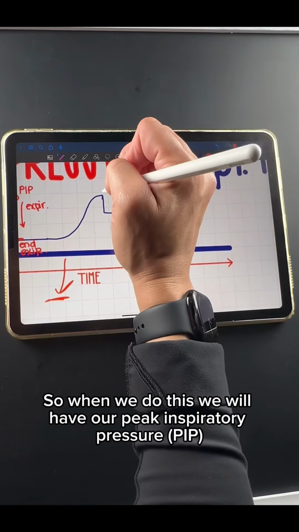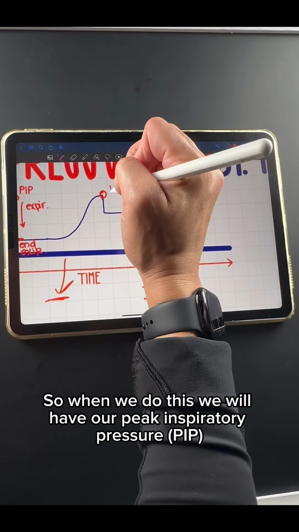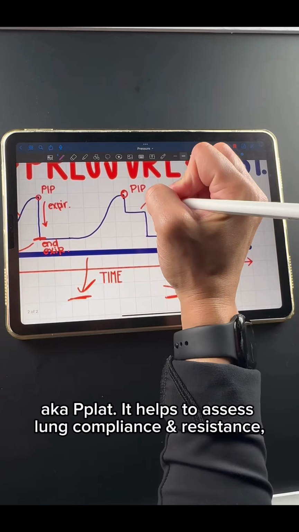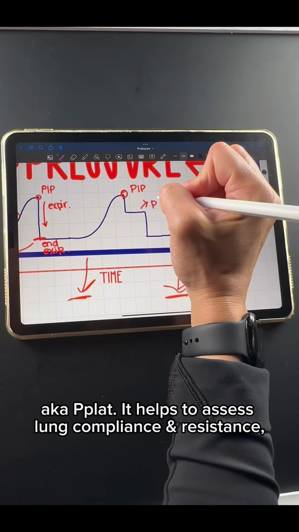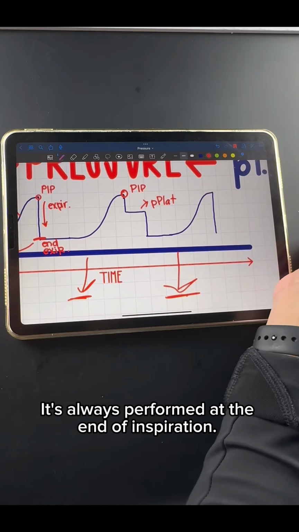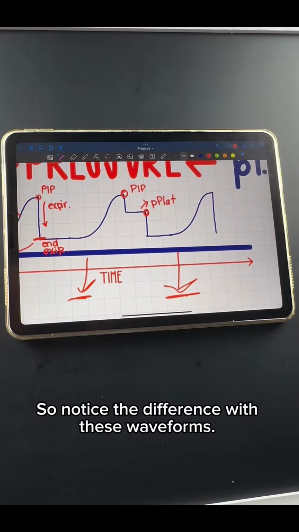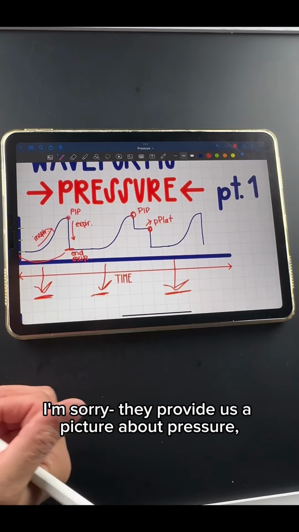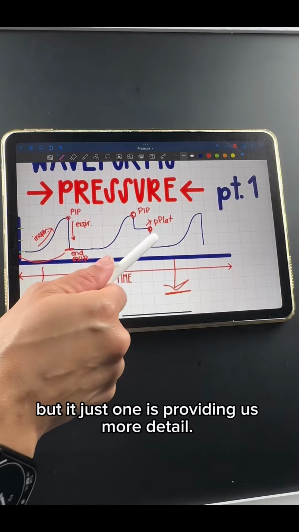When we do this, we will have our peak inspiratory pressure, PIP, but now we introduce what's called a plateau pressure, aka Pplat. It helps to assess lung compliance and resistance and if there's an issue. It's always performed at the end of inspiration. So notice the difference with these waveforms. They still provide us a picture about pressure, but one is providing us more detail.